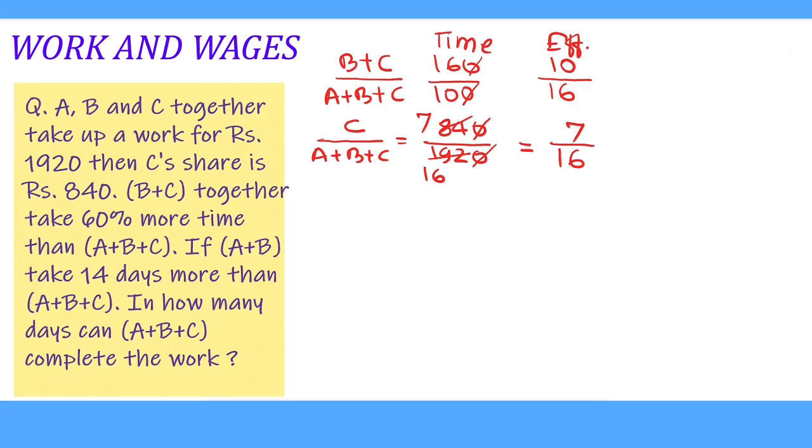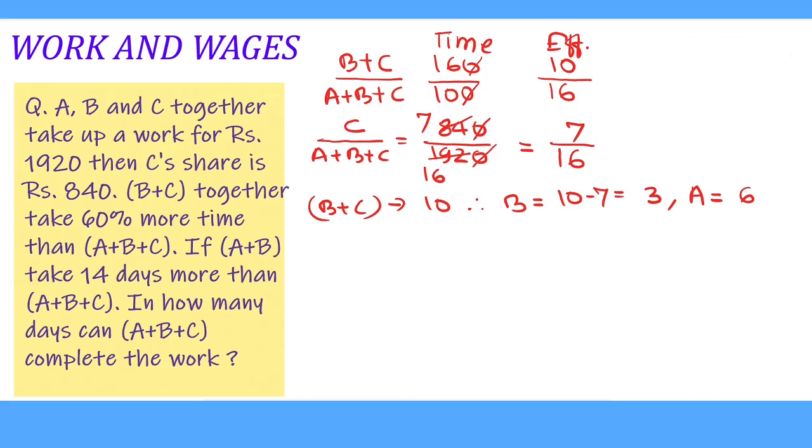So we can find out the efficiency of B. B plus C is 10, therefore B's efficiency is 10 minus 7, which is equal to 3. And as B is 3 and C is 7, out of 16, if we subtract the efficiency of B and C, then A's efficiency will be 16 minus 10, which is equal to 6. So we have got the efficiency of A as 6, B as 3, and C as 7.